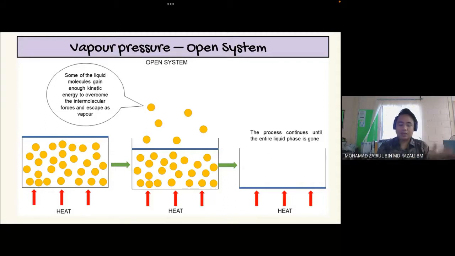So contohnya macam saya satu bekas, contoh kalau saya masak air, saya didihkan air tapi saya tak tutup. Lagi lama awak heat, awak tengok air awak tu akan kering. Sebab apa? Sebab once dia tukar pada gas, gas tu akan escape to the surrounding. Dan reaction ni akan berlaku sampailah liquid awak habis. Tapi ada beza dia kalau awak buat tu dalam closed system.